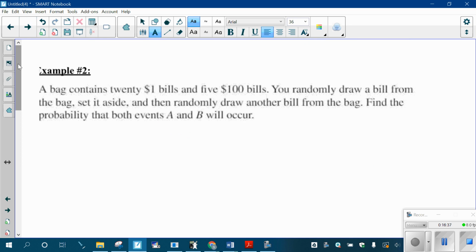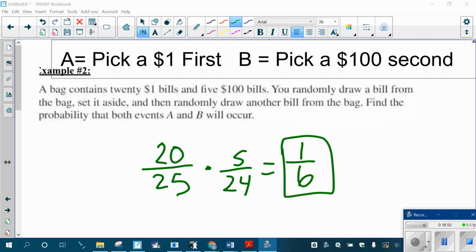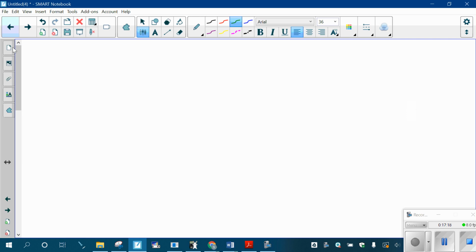Second example. Actually, you know what? I want you guys to try this one. Pause, try this one. I'll unpause, show you the answer. Sorry, I got to tell you what the events are. There's those events. Okay, that's what I got for that one. So the probability that you pick a $1 bill first, 20 of the 25 are a $1 bill. And then since you don't replace it, these events become dependent. The second event, the probability of it depends on the first one. So there's still 5 $100 bills, but there's only 24 bills left. So we're going to multiply those together.